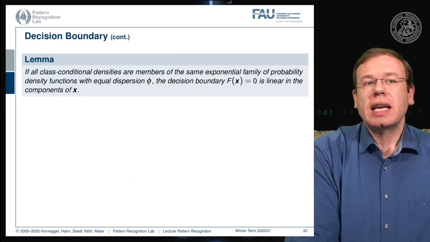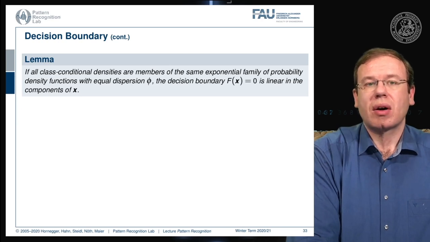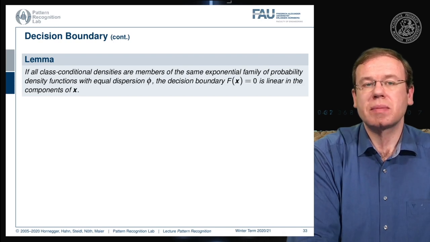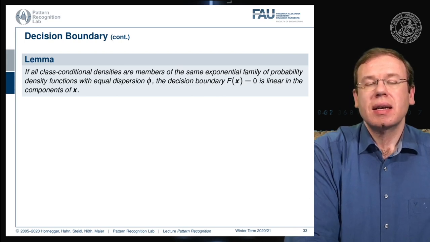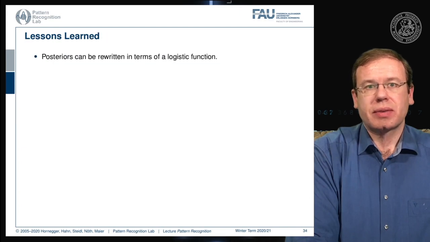So if all class conditional densities are members of the same exponential family of probability density functions with equal dispersion, the decision boundary f of x equals 0 is linear in the components of x. Okay, that's actually a pretty cool observation.